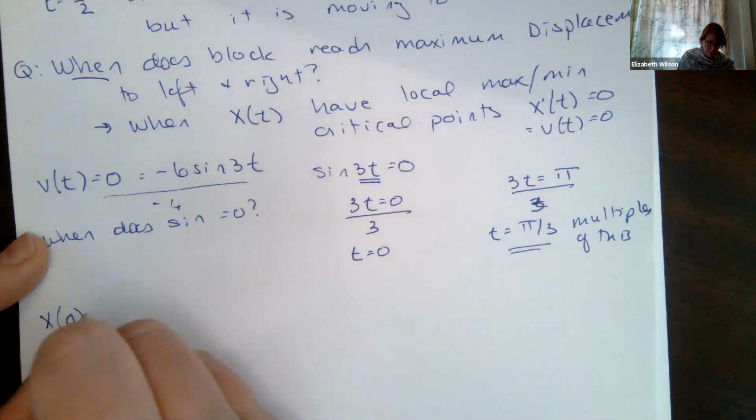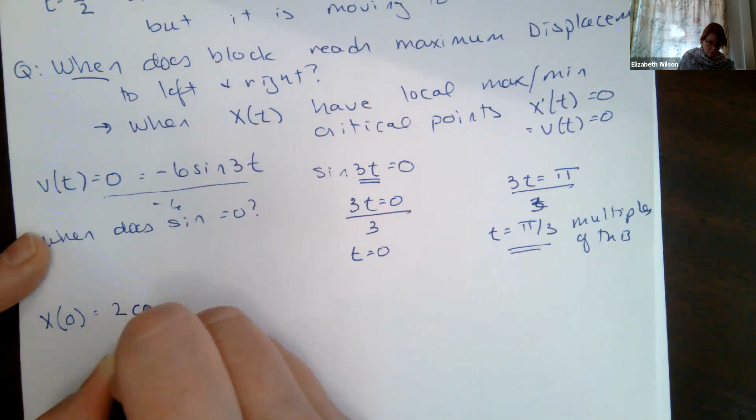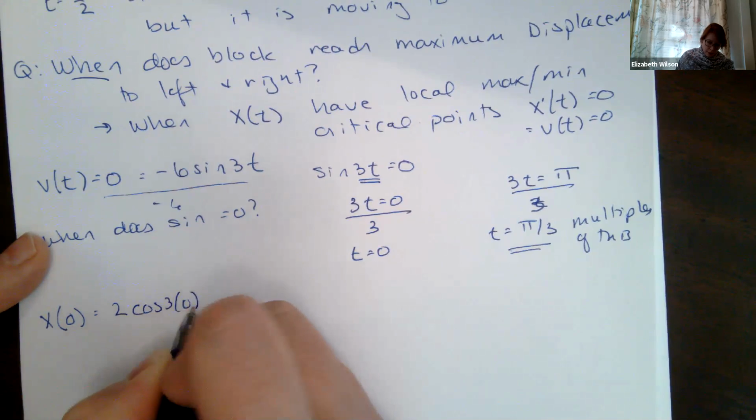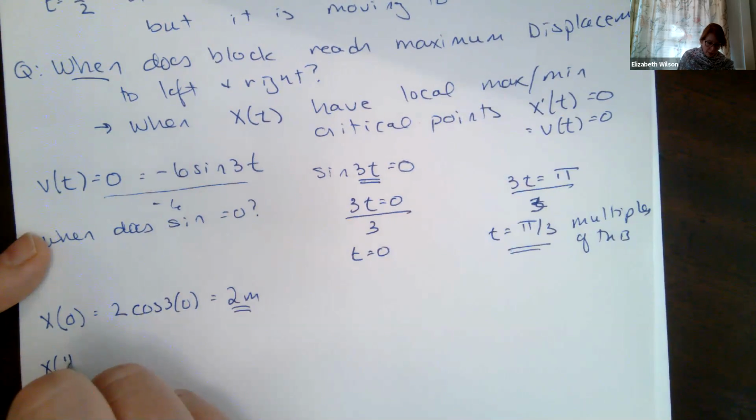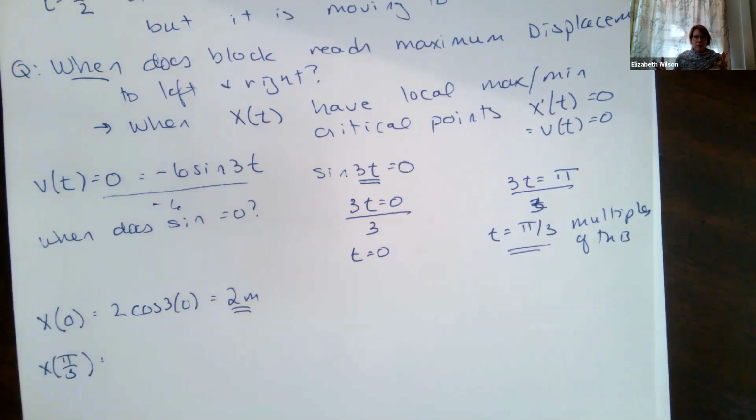We did this at the beginning. 2 cosine of 3 times 0 gives me 2 meters. And then I'm going to check my position at pi over 3 to find out what is the position. We found out the time when it's happening, but what's the position? What is our maximum displacement?